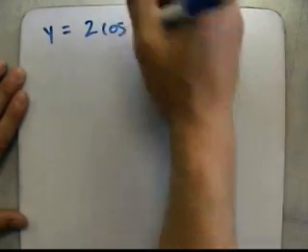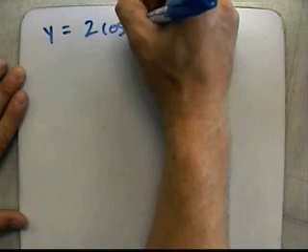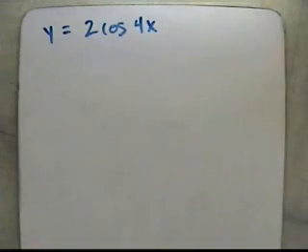2 cosine of 4x. It's all the same. Nothing changes for sine or cosine. They are identical.